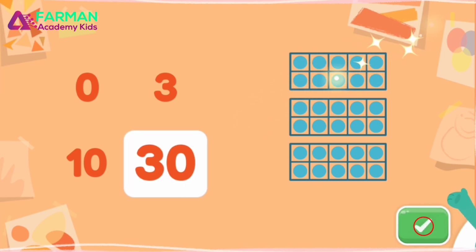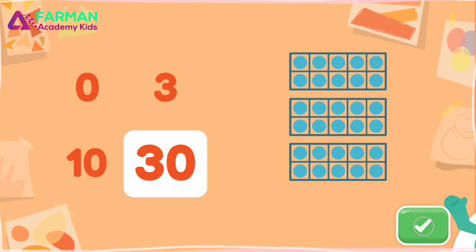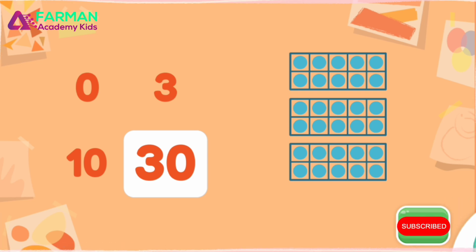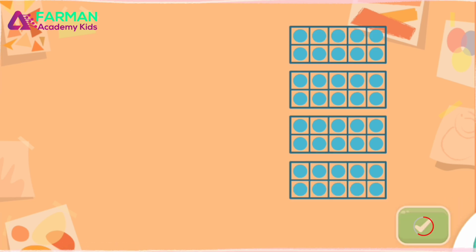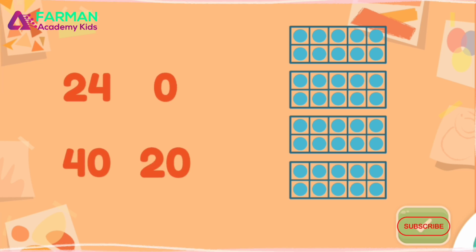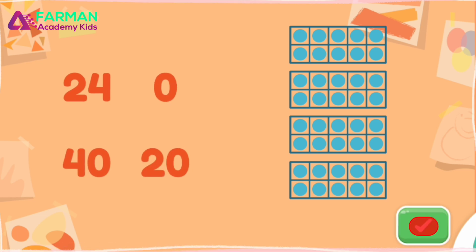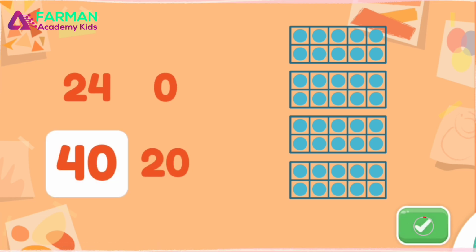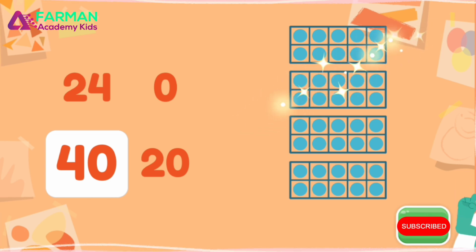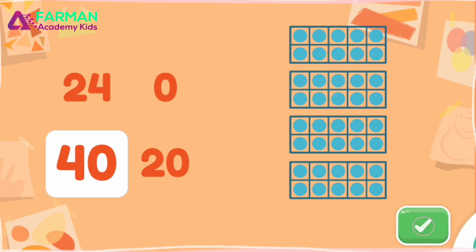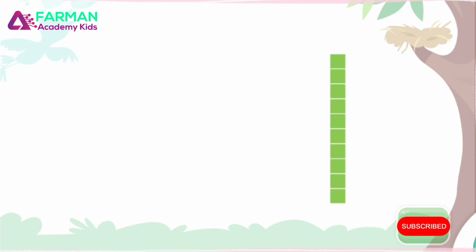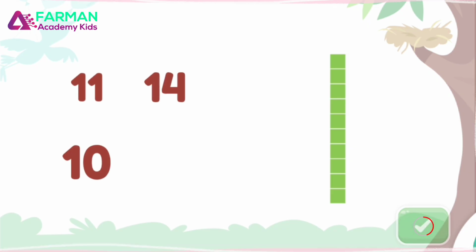There are 30 total. 3 10 frames are filled. There are 3 sets of 10. How many dots are in the 10 frames? There are 40. 4 10 frames are filled. There are 4 sets of 10.